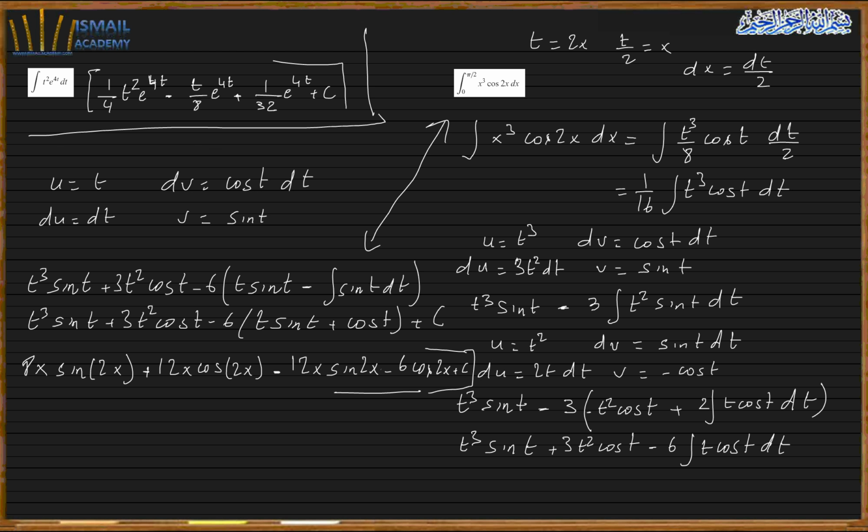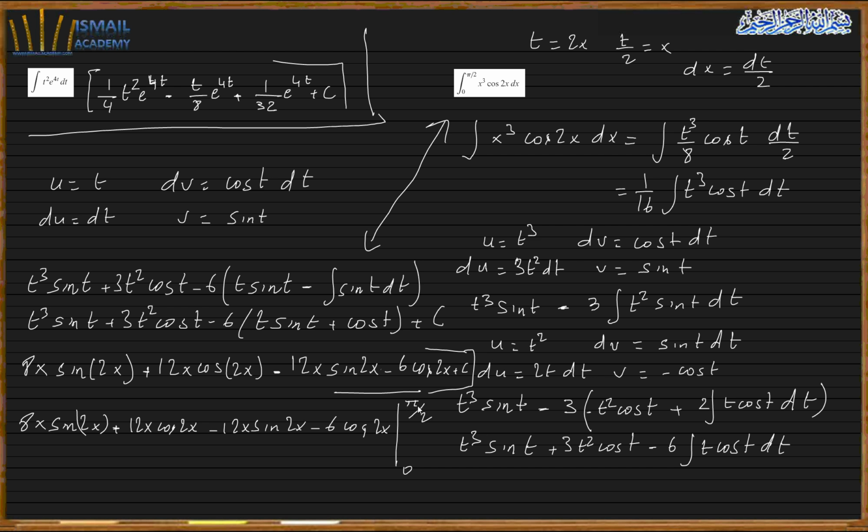Oh, here you see I forgot to put the boundary here, so this will be 8x sine of 2x plus 12x cosine of 2x minus 12x sine of 2x minus 6 cosine of 2x. I don't need the c here, but I need the boundary, so it's going to be 0 to pi over 2, not 2 pi. Let's see, when you have the boundary, don't forget to put the boundary.